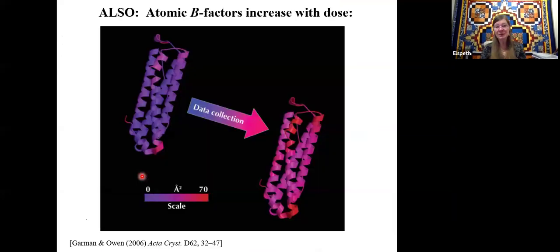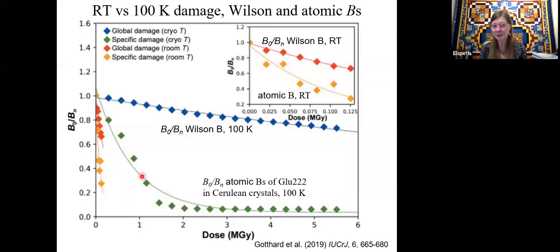The second thing, as well as the structural damage that happens at cryo temperatures, is that the atomic B factors, that is the uncertainty in position of the atoms, increase with dose, so increase as you collect data. Now, this is going to be very important in a minute when I explain the new metric that we've come up with to look at radiation damage in the Protein Data Bank individual structures, where we don't have any dose information or any irradiation information.